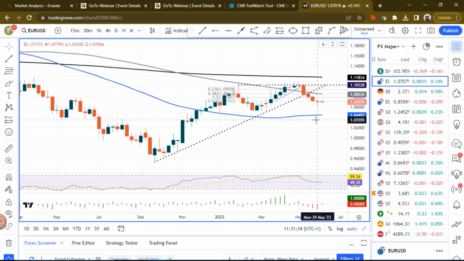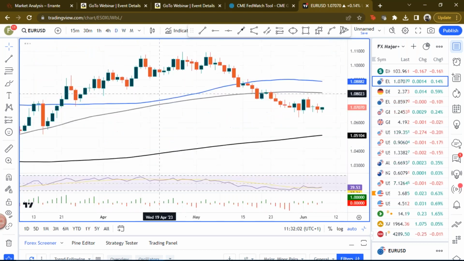After that doji candle last week, which means kind of indecision, where we close and open near the same level, in the middle of the high and the low, in the middle of the range. So that's what we saw last week after three strong weeks of losses in the euro, a doji candle, and then an inside candle this week, obviously building up to those major risk events next week.